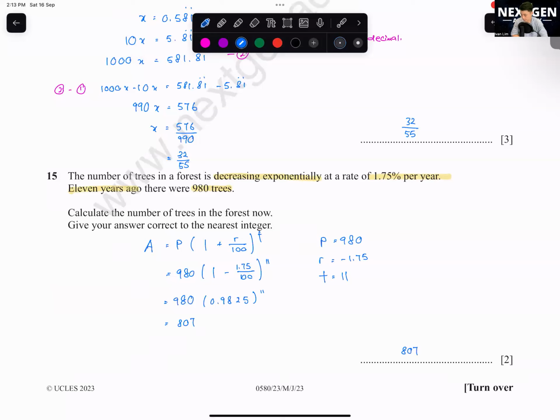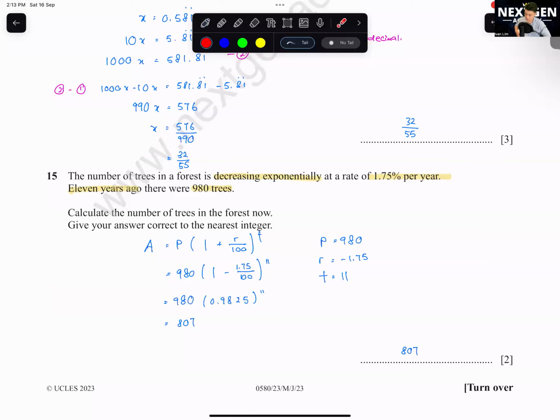When to use the T? Time. They give you years. They will always give you a certain time frame. T equals 1 is 1 year.